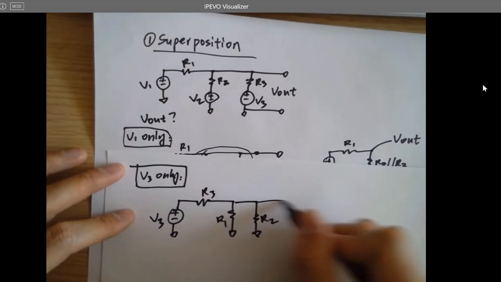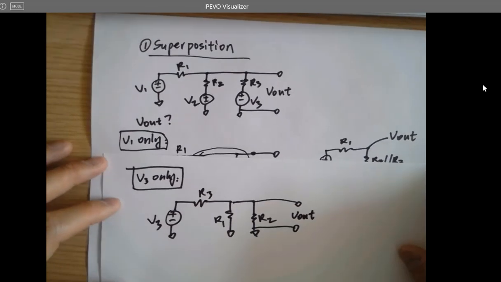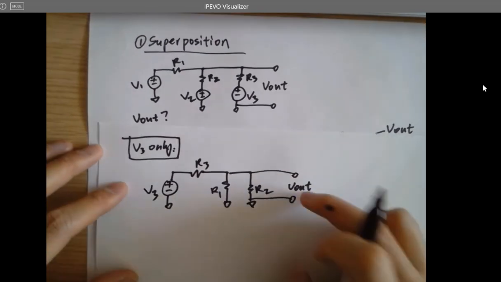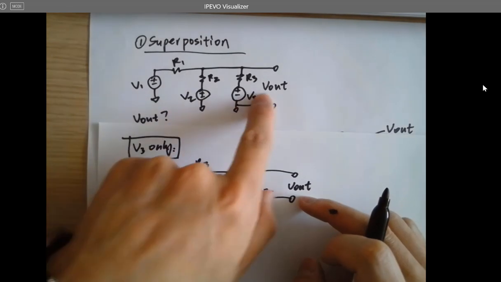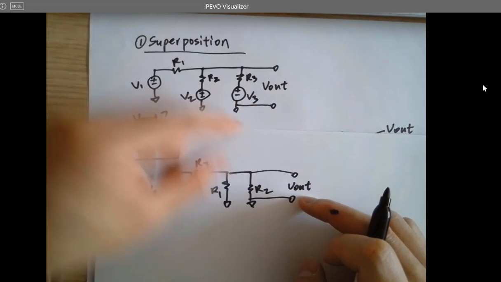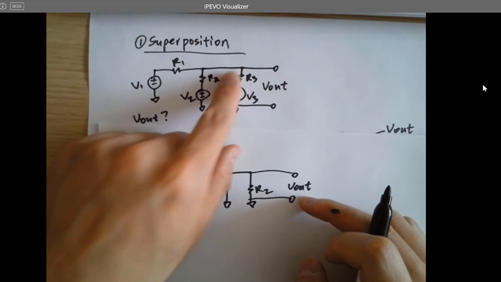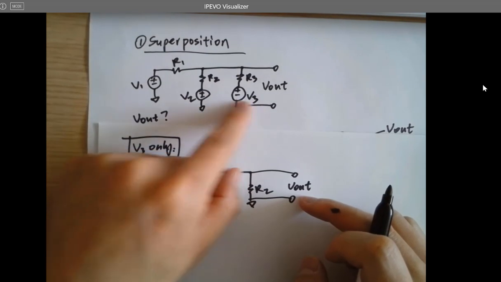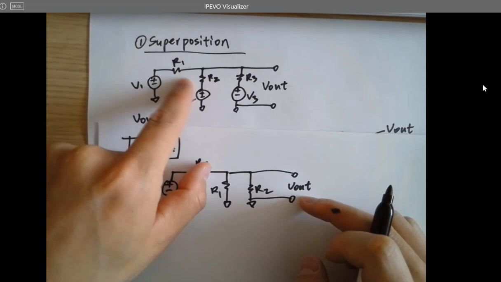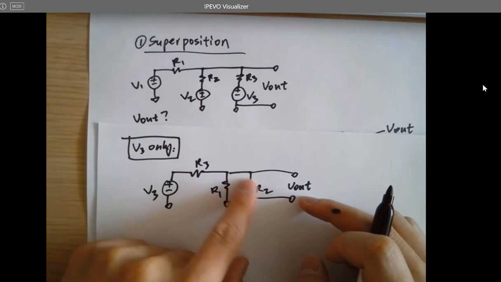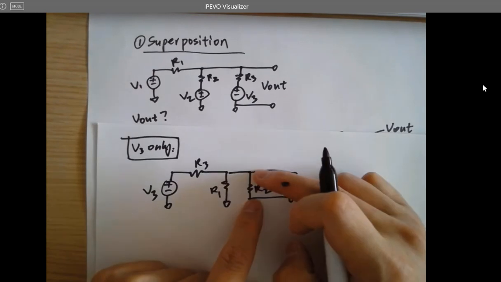So is this still VL? Let me know. Is this still VL? So look at here. VL is the voltage across these two guys. And now, because I'm doing V3 only, this is shorted, this is shorted. So I have R1, R2 in parallel. That's why I can do this.